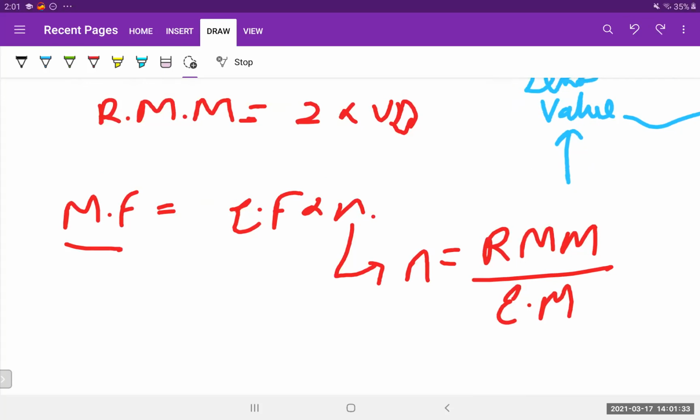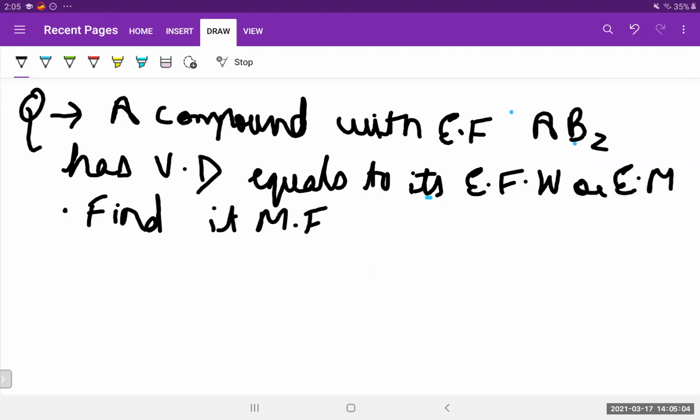So this was the solution of the first question. Most of the question solution. So here is the question: a compound with empirical formula AB2. The compound is anonymous. Two elements are there in the compound, one element is A and one element is B. They have the vapor density, I'm sorry, that's vapor density, which is equal to the empirical mass or empirical formula weight. Both are the same thing. Now we have to find the molecular formula.